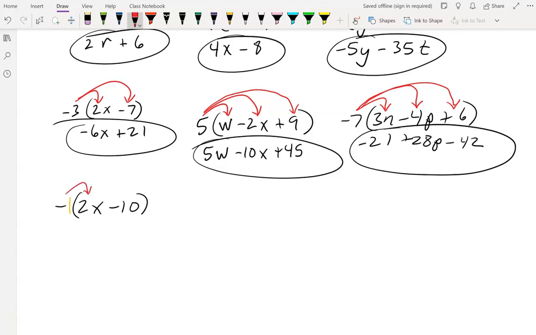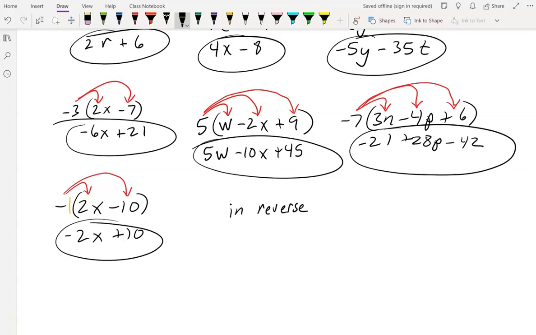So negative 1 times 2 is negative 2x. And negative 1 times negative 10 is positive 10. And so now we have simplified that part. We've gotten rid of the parentheses. We've distributed the negative sign by turning it into a negative 1 and distributed all the way through the parentheses. Distribution is a very cool thing, and it gets used a lot as you advance in your mathematical career. And sometimes we can even use it in reverse.